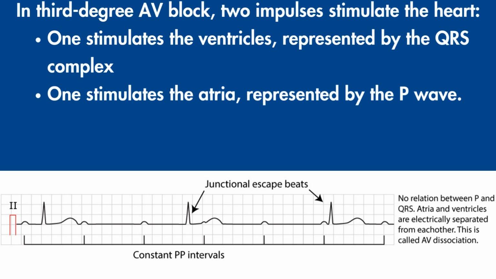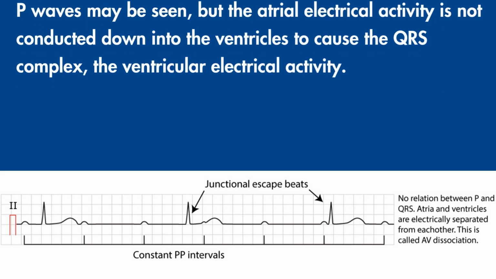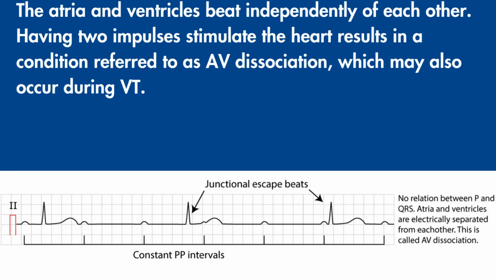In third-degree AV block, two impulses stimulate the heart. One stimulates the ventricles, represented by the QRS complex, and one stimulates the atria, represented by the P wave. P waves may be seen, but the atrial electrical activity is not conducted down into the ventricle to cause the QRS complexes, the ventricular electrical activity. The atria and ventricles beat independently of each other.